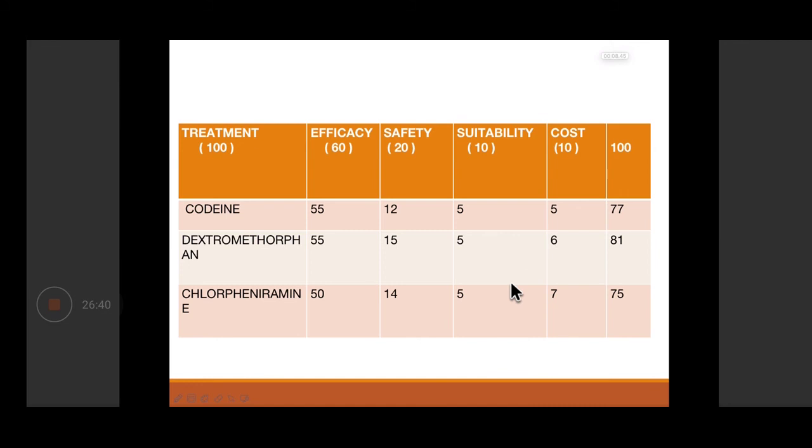So these are individual methods of scoring. Somebody might give chlorpheniramine a 51 or a 52, so that won't really make much of a difference. It is just some points here and there. Actually, you have to choose amongst these three drugs only, in this case, depending upon the comfort, availability, and suitability. So what we understand from this table is that we have chosen dextromethorphan.